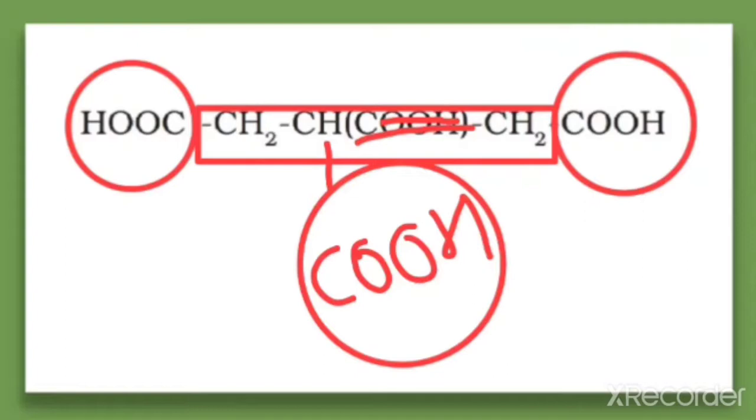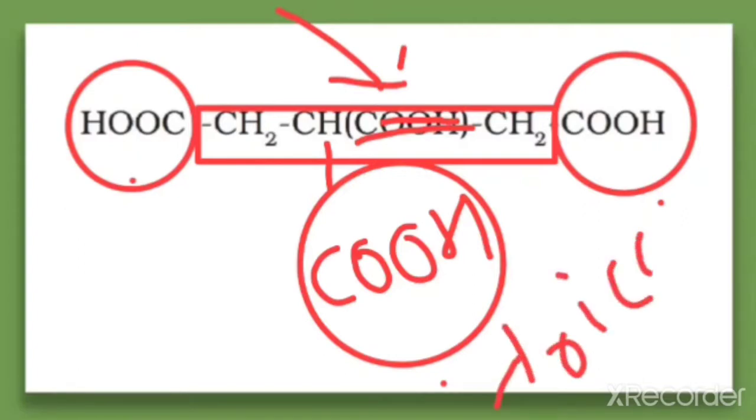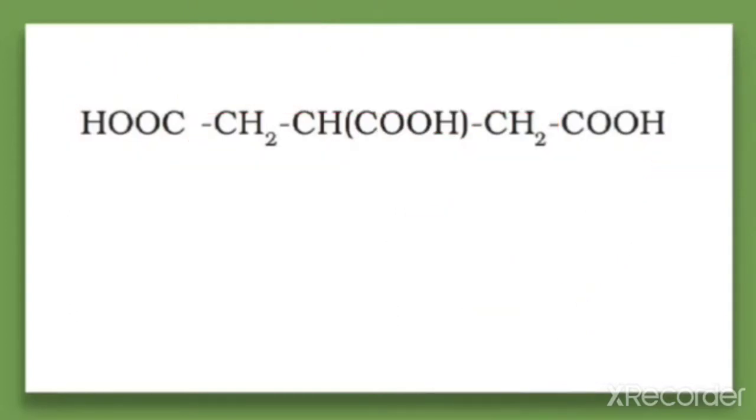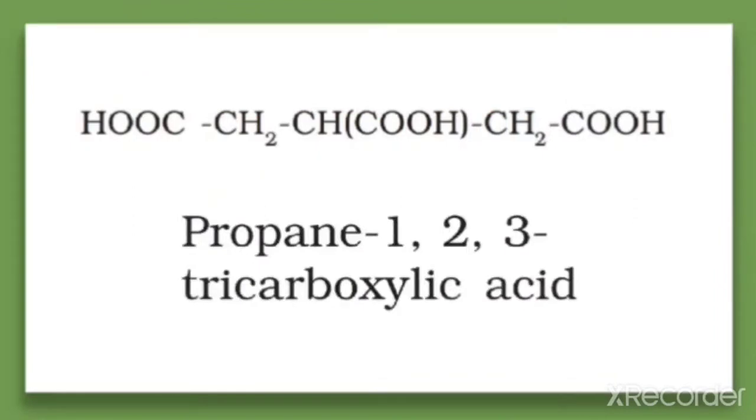So in such a case, how do we name this one? First you have to name the main chain, and you have to use the word tricarboxylic acid. So instead of using the suffix dioic acid or trioic acid, what will we use here? That is tricarboxylic acid. So the name of this compound is propane, because here 1, 2, 3.